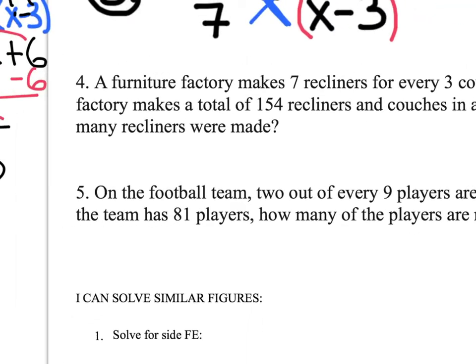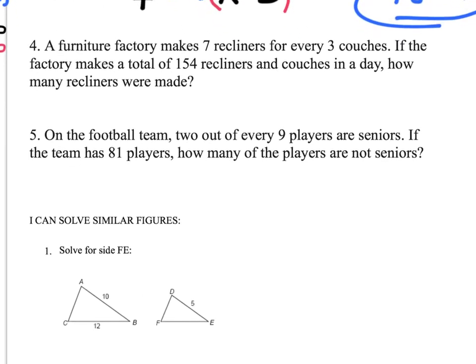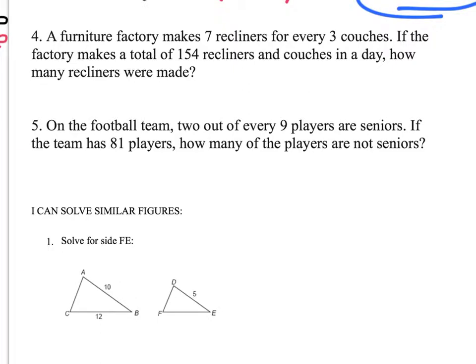As far as word problems go, you can also use proportions to solve here. That's why it says I can use proportions to solve. Alright. And what I'd like to do here is look at some things. So it says a furniture factory makes 7 recliners for every 3 couches. That's a rate, right? So 7 recliners for every 3 couches.